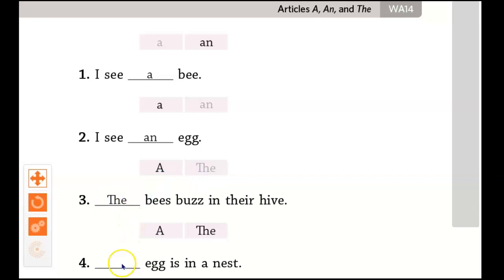Now how about this one? This is blank egg is in a nest. Would we say a egg is in a nest? We could say an egg is in a nest. Or we could say the egg is in a nest, couldn't we? Yes, the egg is in a nest. A and an can be tricky, but again, if you can remember that an always goes in front of a noun that starts with an A, E, I, O, or U, you will be golden.